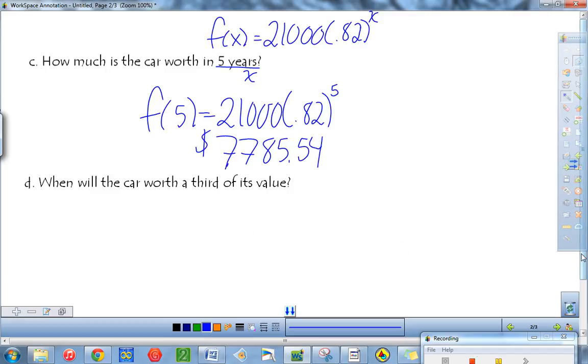If it is a word problem, how do you write your answer? Sentences. So what does this mean? Give me a sentence. Your car is worth blah, blah, blah in 5 years. I like that. Your car.